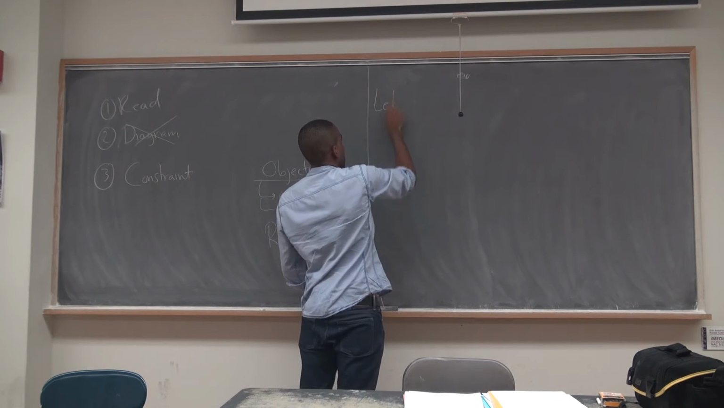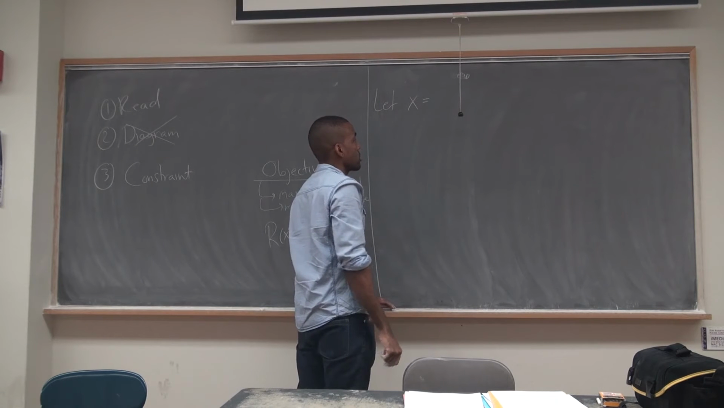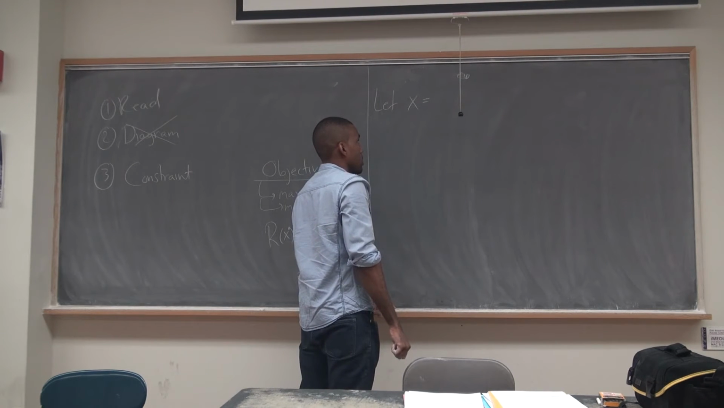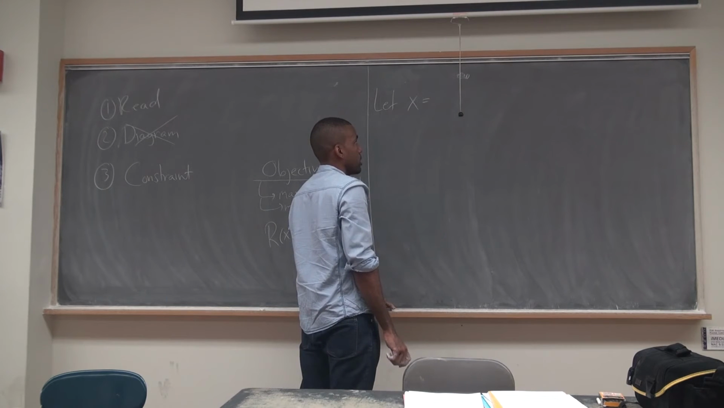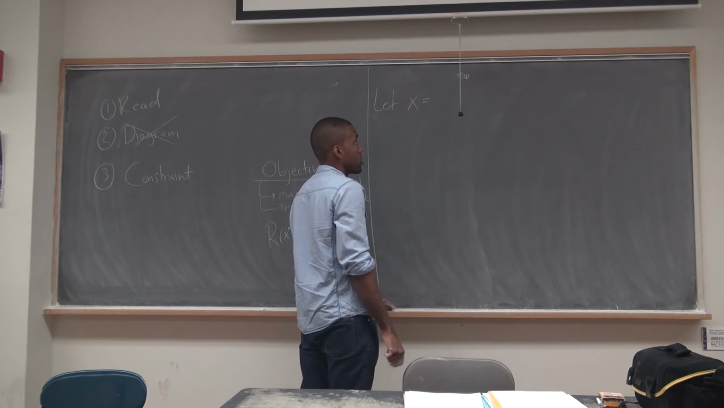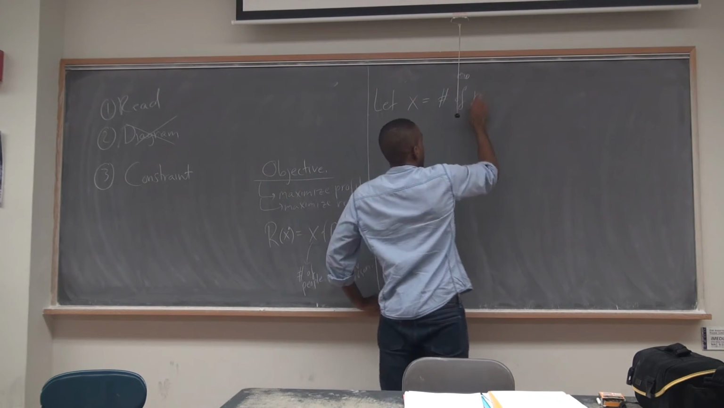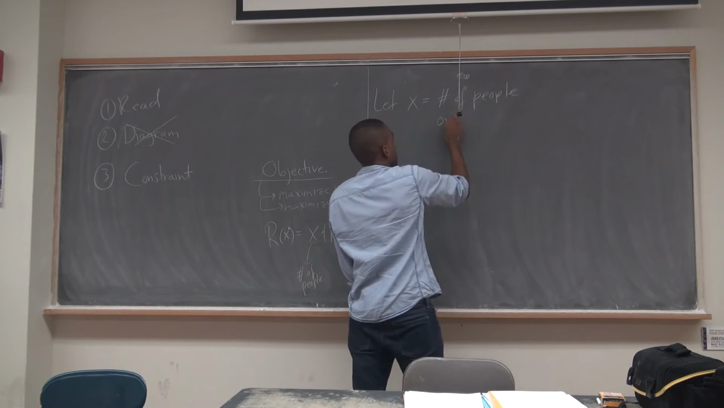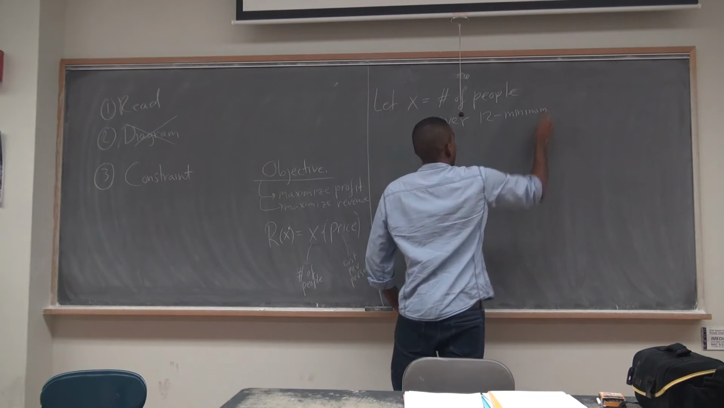Let's actually define our variables. Make it easier on us. Let x equal, what do I want x to be? Number of people. I probably wouldn't make x the number of people, because directly speaking, it's going to be hard to set things up like that. Remember we have a minimum and a maximum number of people, right? So I'd probably say something like, let x be the number of people over the 12 person minimum.